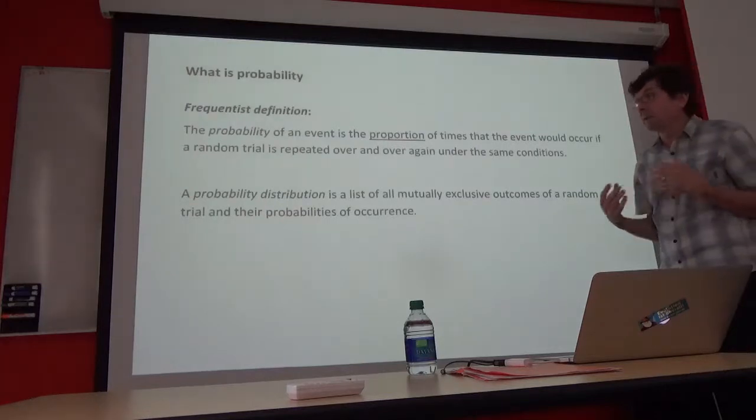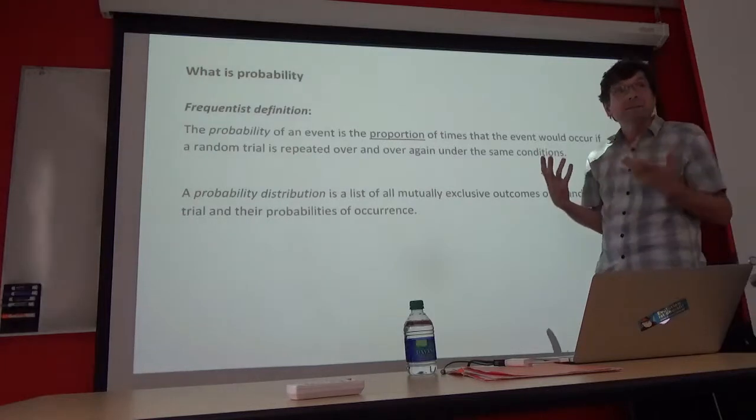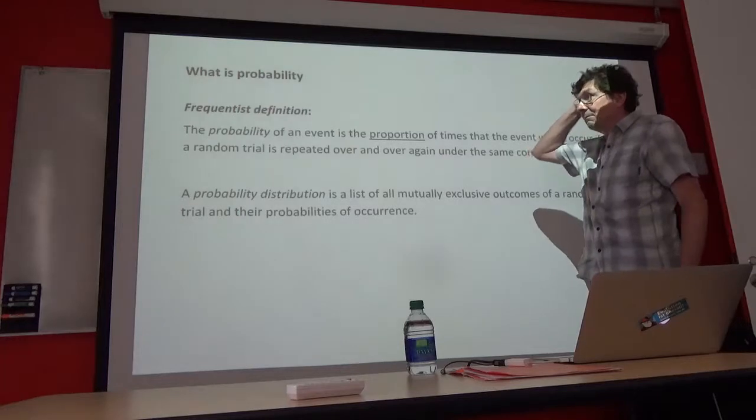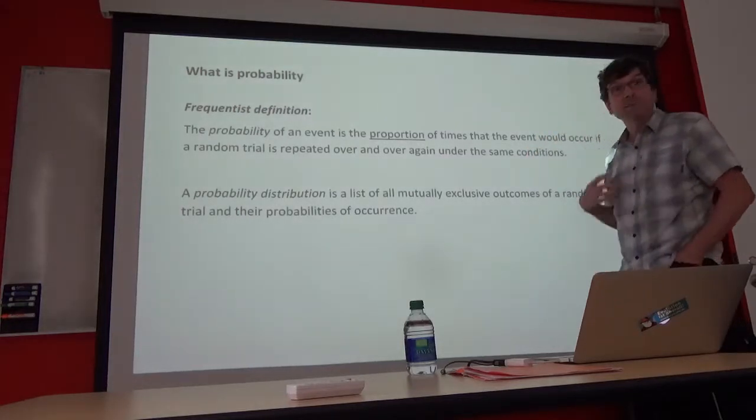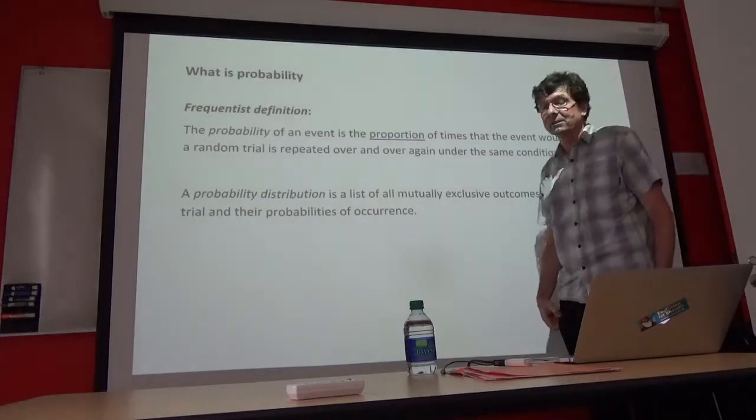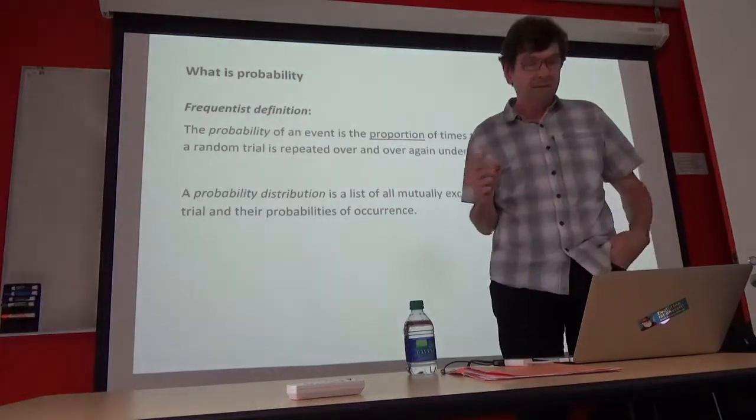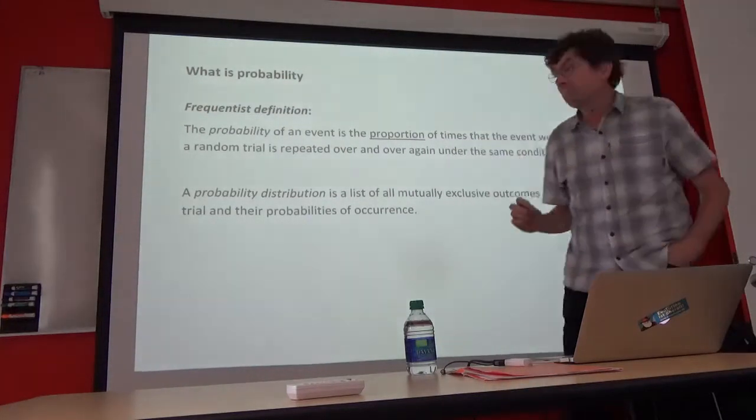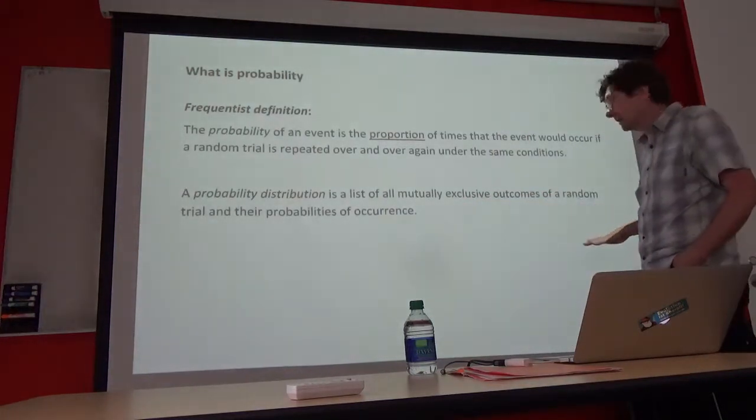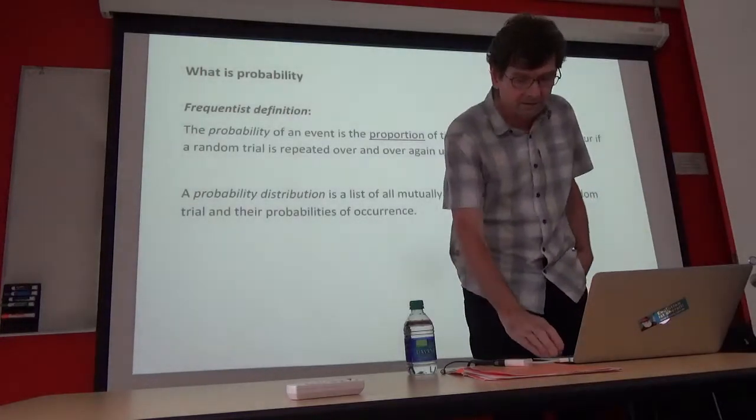The idea is that even though you've got your data, you go back to the population and collect more data, you get a different data set and a different sample mean and so on. The idea of probability is that it represents the outcomes in the long run. If you repeat a random trial, such as take a random sample, over and over again under the same conditions, then the fraction of times you see a particular outcome represents the probability of that outcome. And then a probability distribution, such as the normal distribution, is a list of all the mutually exclusive outcomes that you might get, and then their probabilities of occurrence or probability density.